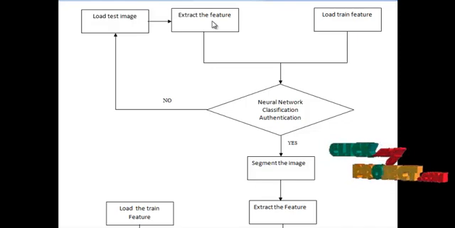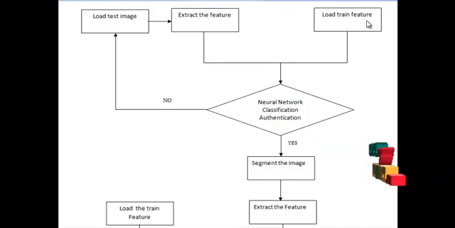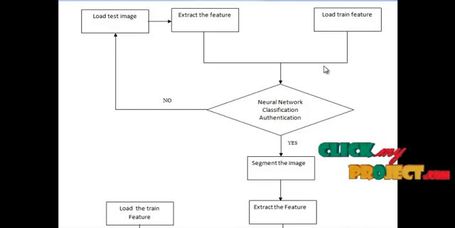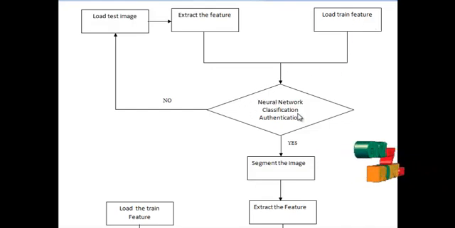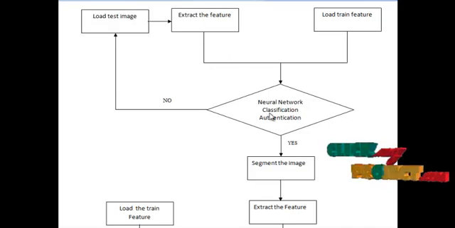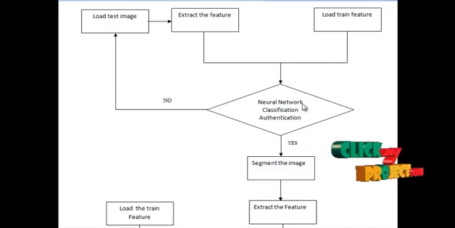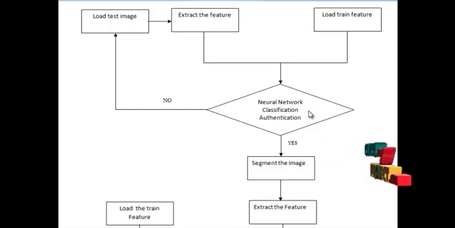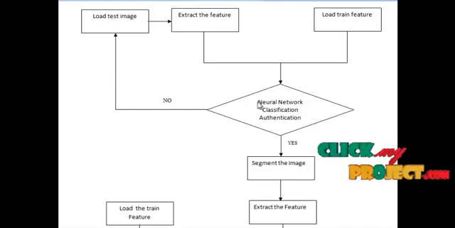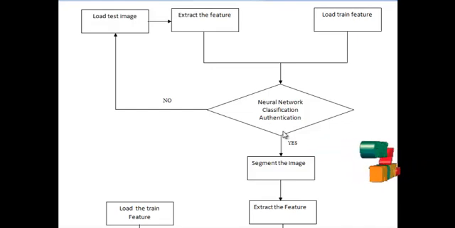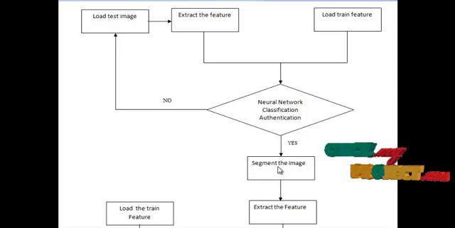It will go to the neural network classification to find the authentication. In the neural network classification, we also give the train feature. The train feature is already stored in MATLAB and it will be loaded and given to the neural network. The neural network compares the extracted feature with the train feature and gives the answer whether the test image is authentication or not authentication. If the test feature is not authentication, we will load another image, and if the input image is an authentication image, then that image goes to the segment image process.